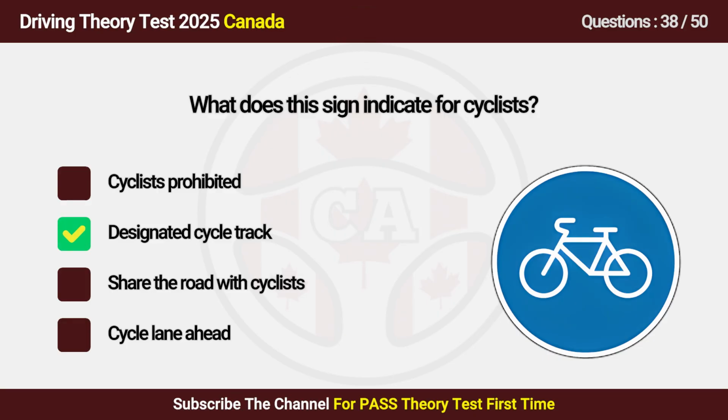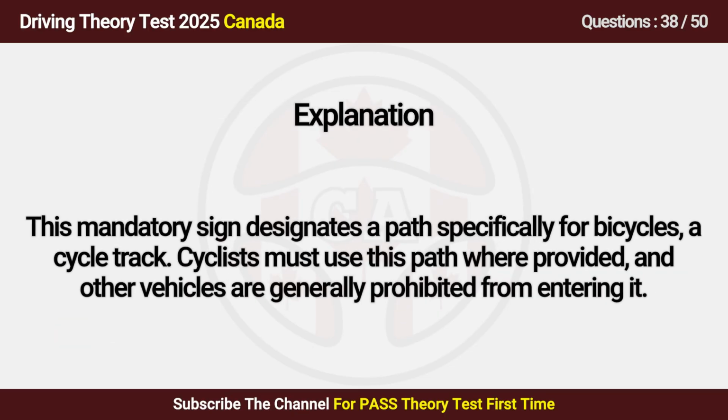Answer is B. Cycle track. This mandatory sign designates a path specifically for bicycles, a cycle track. Cyclists must use this path where provided, and other vehicles are generally prohibited from entering it.